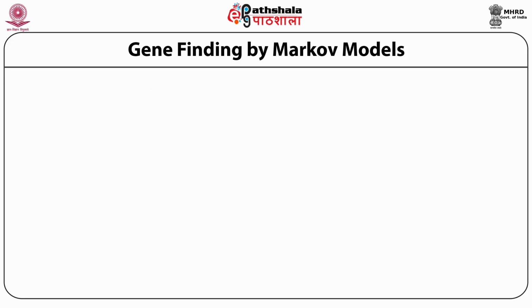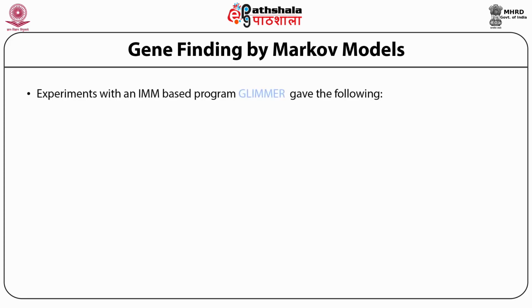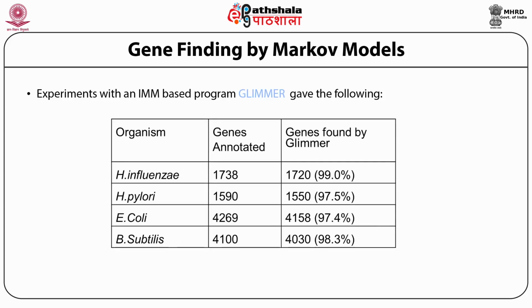One example of an interpolated Markov model based program is called Glimmer, and it's used for gene finding. When applied to several bacteria, say Haemophilus influenzae, which has 1738 known genes, 1720 of them are found by Glimmer, which gives you 99% accuracy. In most cases, the accuracy is between 97 and 99%, which is, I should say, a pretty good approach. So interpolated Markov models work slightly better than fixed order Markov models.